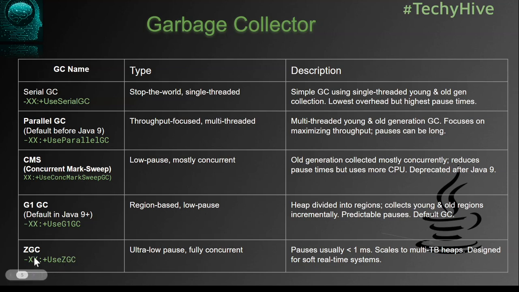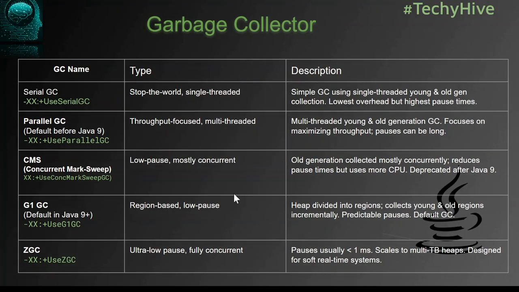Then we have the ZGC. You can force the JVM to use ZGC. This is ultra low pause, fully concurrent. Pause time is very small, less than 1 millisecond. It scales to multi-terabyte heaps and is designed for soft real-time systems.